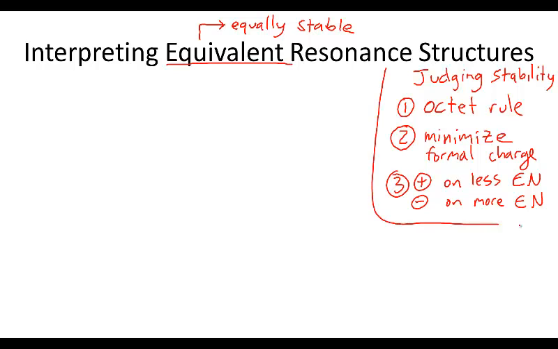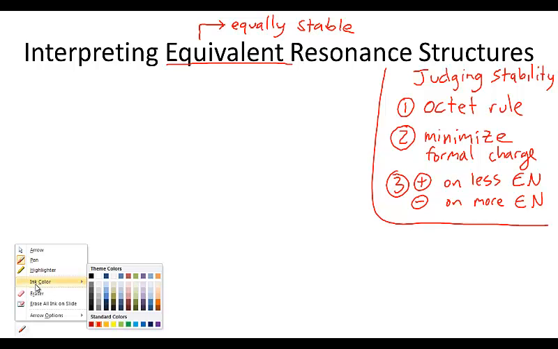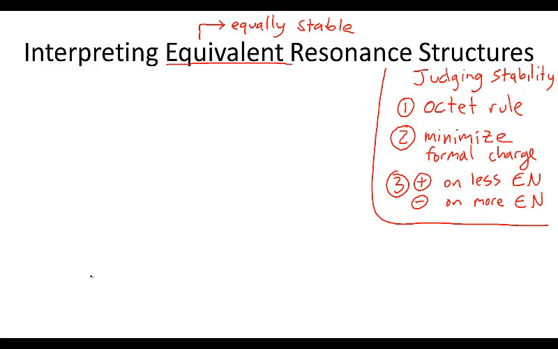Still those same three rules. But when we look at two resonance structures and they are equally stable, the idea is the actual structure is going to be exactly halfway between the two. All right. So in the case of ozone, they were equally stable. I'll give another example.